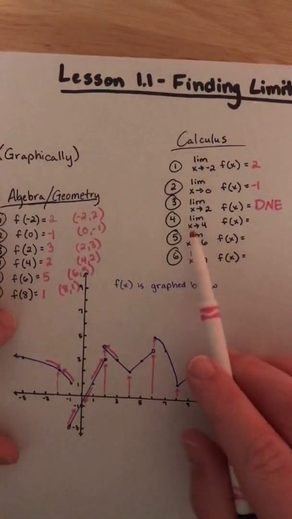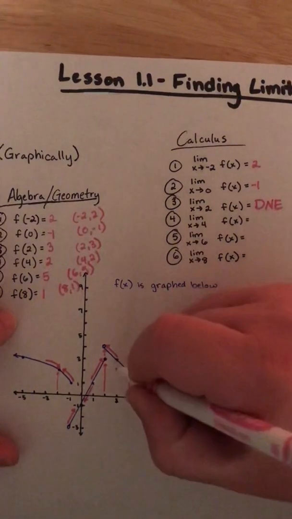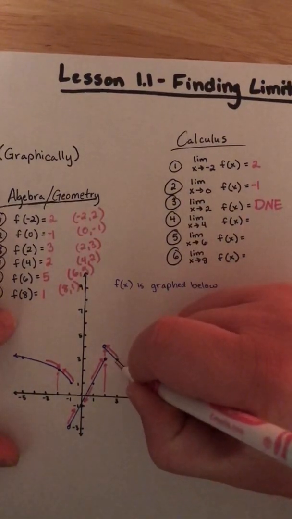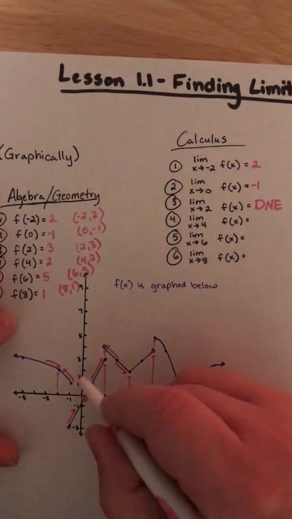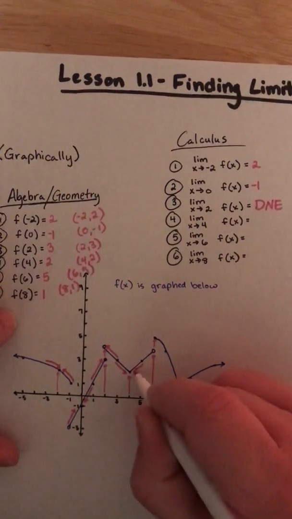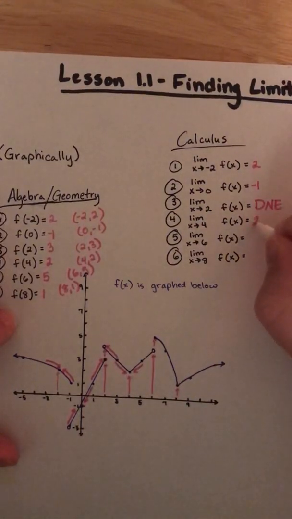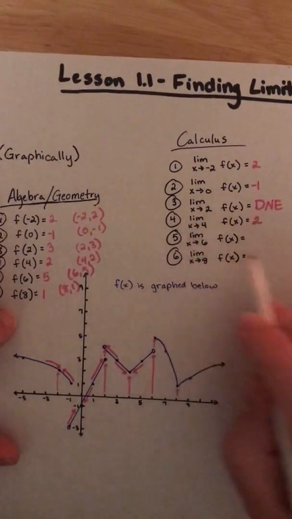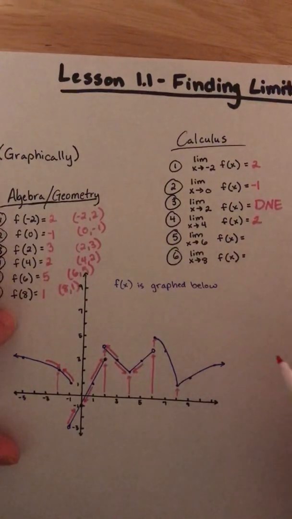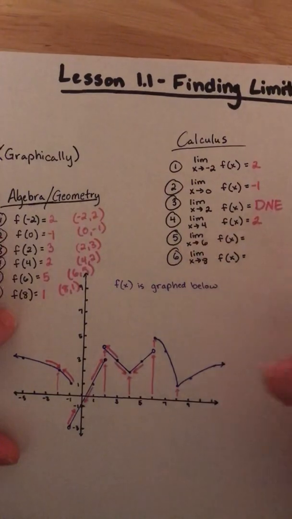Let's keep going and look at limit as x approaches 4. If I look at x approaches 4, it's decreasing on the left side toward a y value of 2. If I look at the right side, it's also decreasing. And again, it seems to be approaching this y value of 2. So we're going to write down that the limit as x approaches 4 of f of x is 2. Got two more. So limit as x approaches 6.